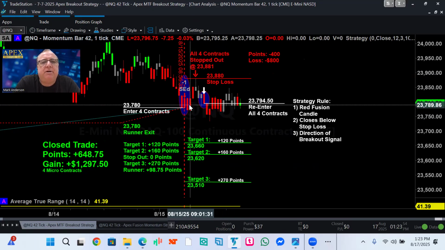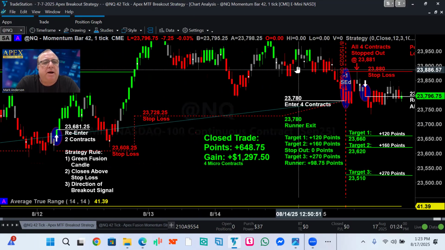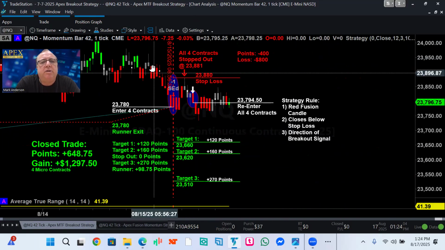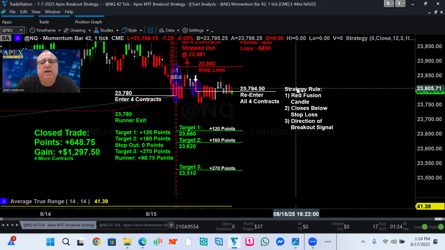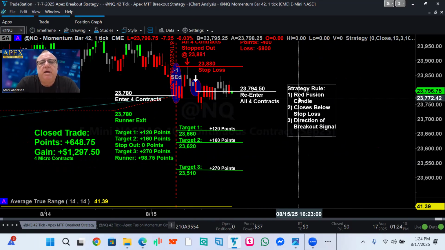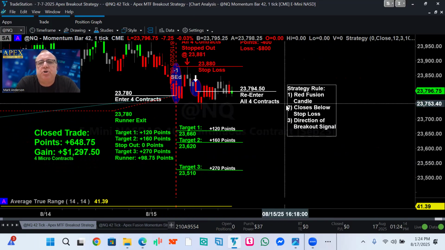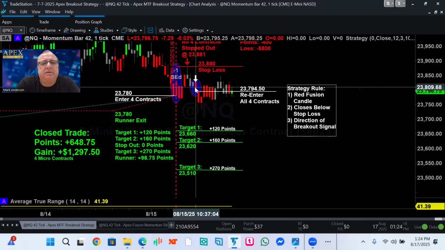Now look what happens here. Just like the last trade we talked about, this is the exact reverse of what we were talking about over here. Okay, so now what happens according to the trading plan? Now these three conditions over here. Number one, the red fusion candle. Yes. Why is it red? Because we're going short. Closes below the stop loss. Yes, which it did right here.